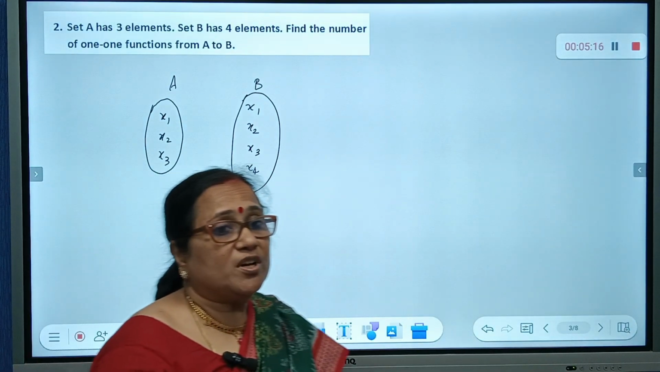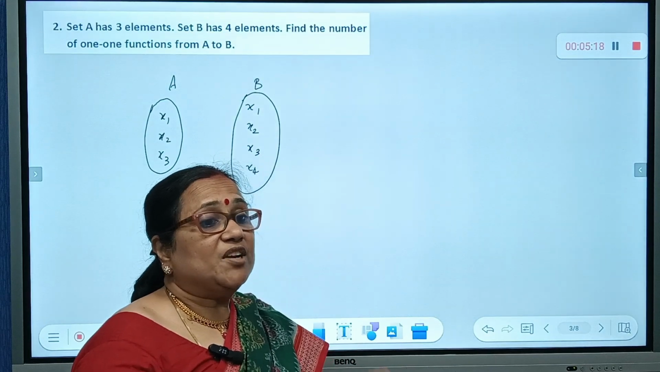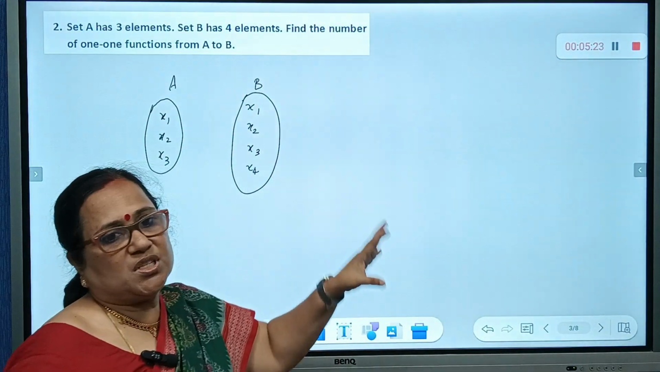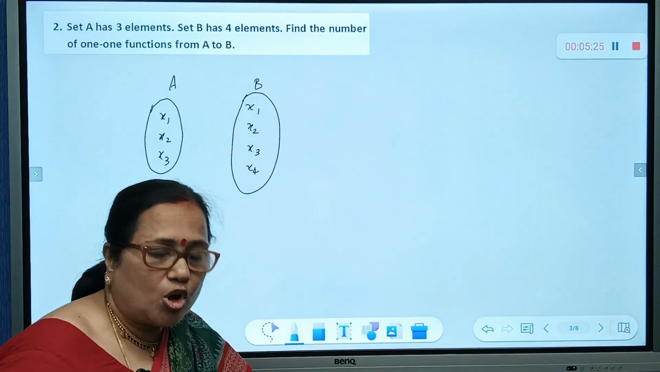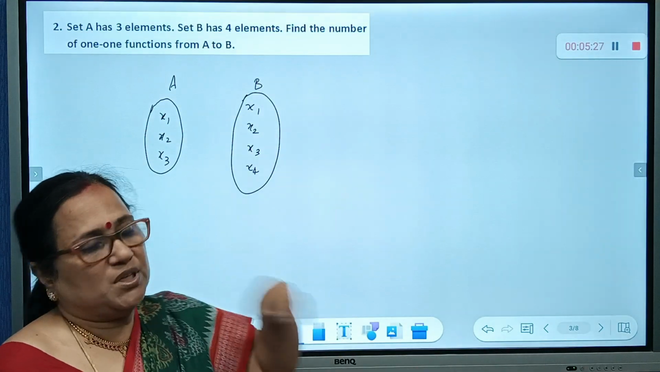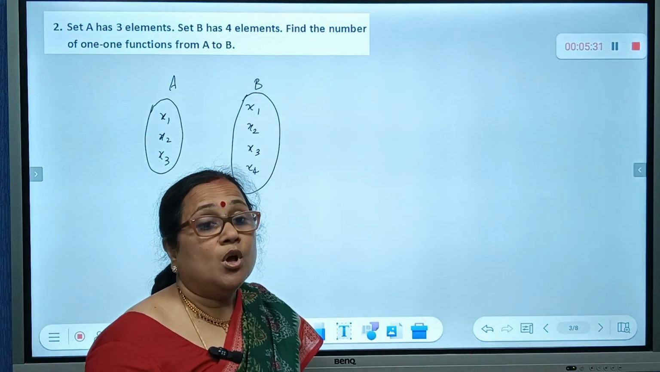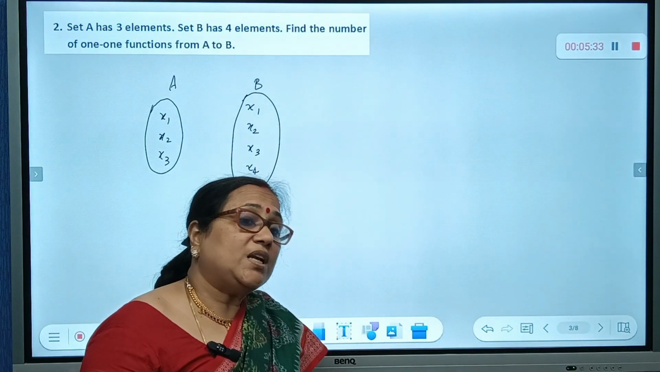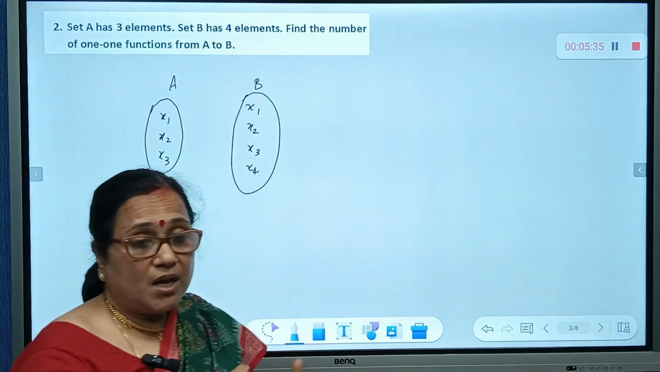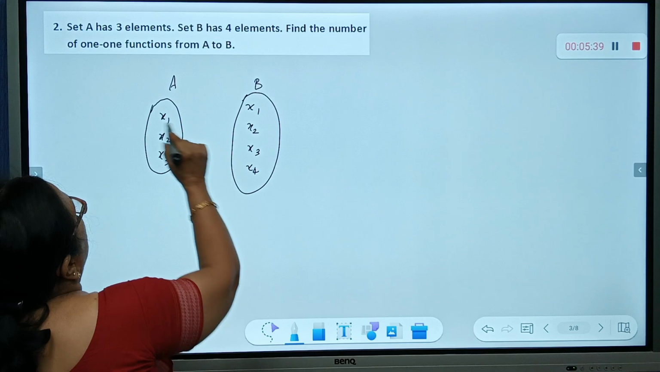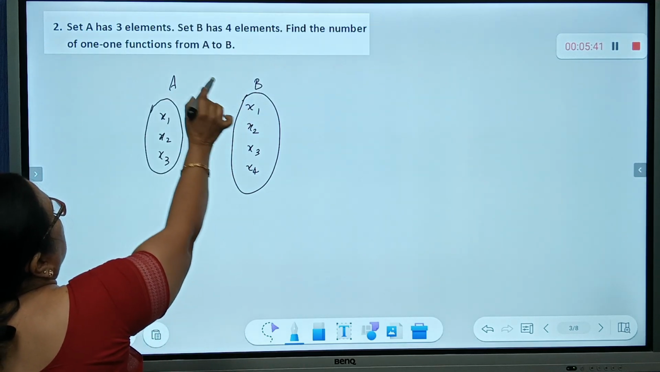Number of one-to-one functions, what does it mean? Different elements from set A should have distinct images in B. Distinct elements are mapped onto distinct images. f(x1) equal to f(x2) implies x1 equal to x2, or equivalently x1 not equal to x2 implies f(x1) not equal to f(x2). So now we want to find the number of one-to-one functions from A to B.